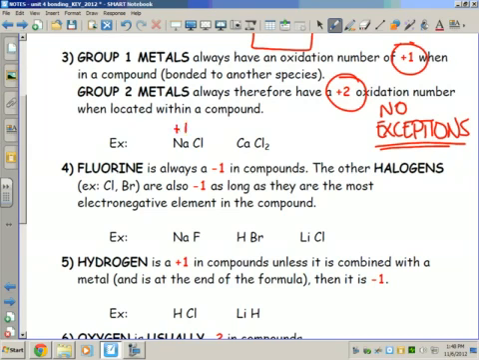Examples down here, the sodium's +1. That means the chlorine has to be -1 because there are no exceptions to the group 1 metals. The calcium's a group 2 metal. It's +2. That means it requires 2 of these chlorines at -1 apiece. There are no exceptions to the group 2 metals.